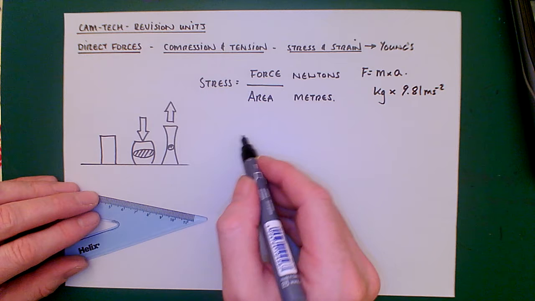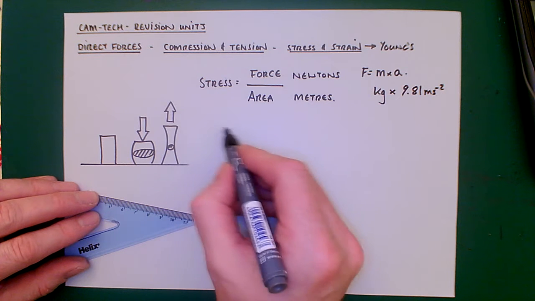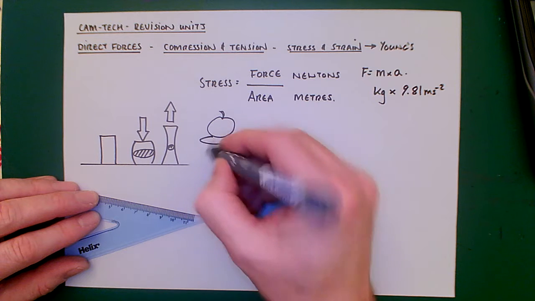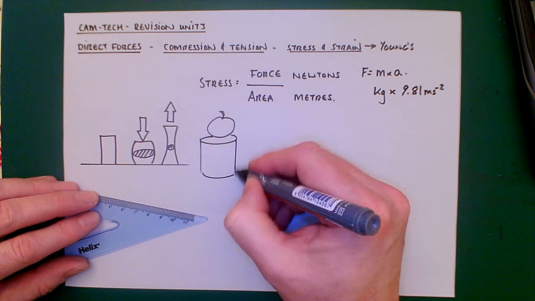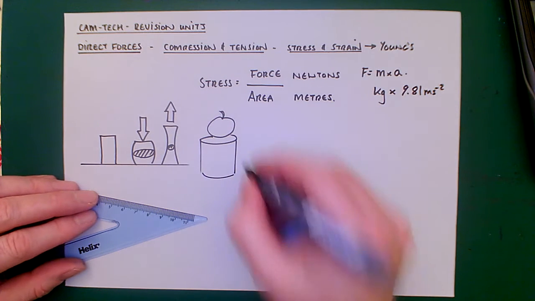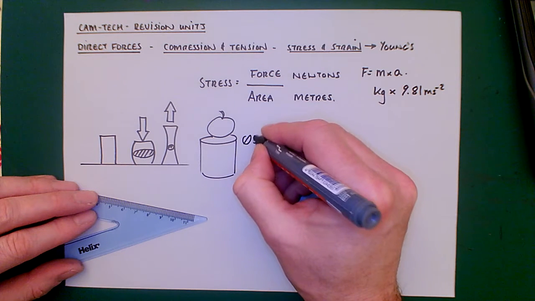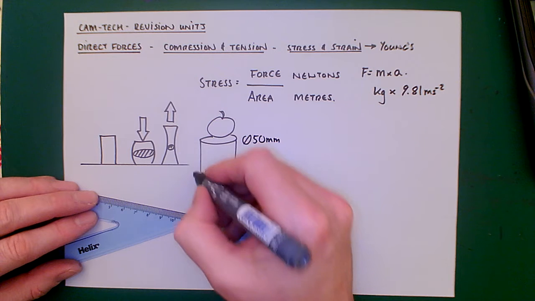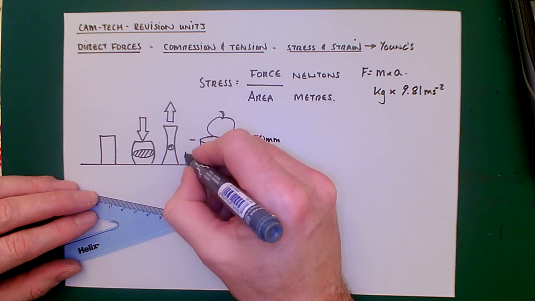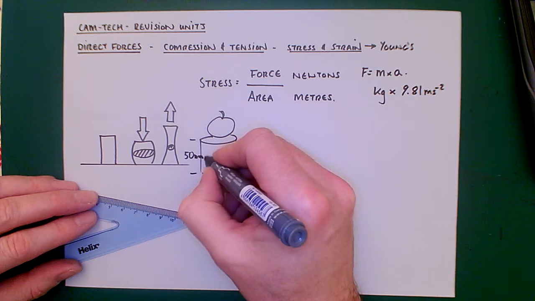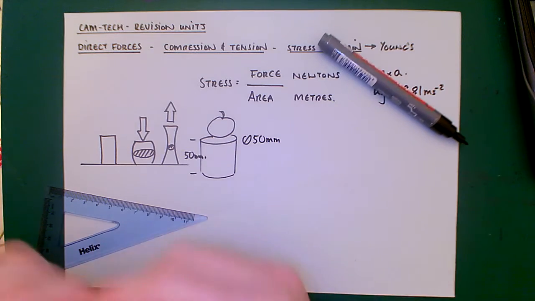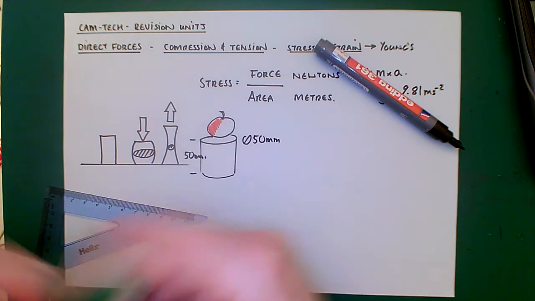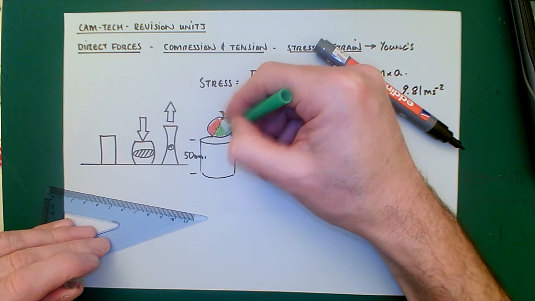So I'm going to take a notional object. Let's imagine an apple sitting on a cylinder. And for our purposes, the cylinder's got a diameter of 50 millimeters, and we'll say it's got a height of 50 millimeters as well. So let's say it's a large apple, perhaps a couple of 100 grams.